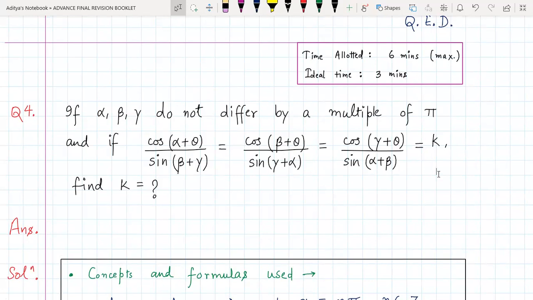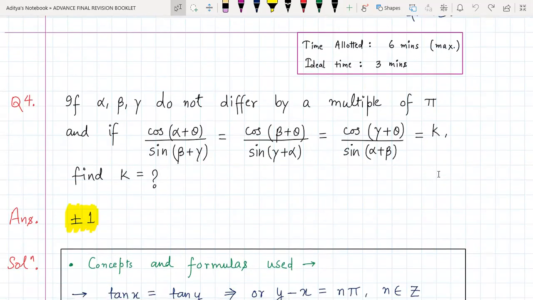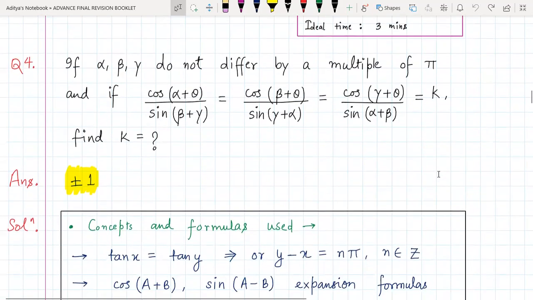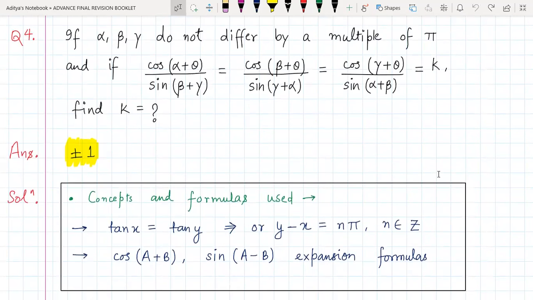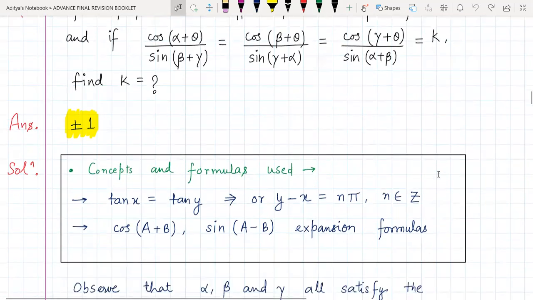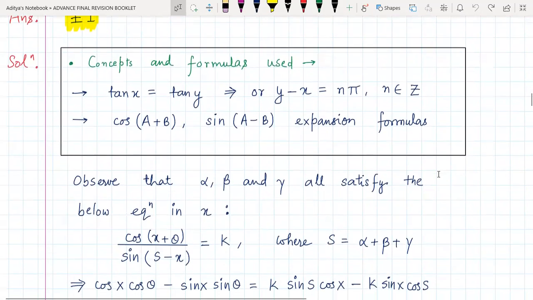Now, as far as the answer is concerned, the answer would be plus or minus 1. Concepts and formulas used in this question: if tan x is equal to tan y, then y would be equal to x plus n pi, that is, the difference y minus x would be a multiple of pi. We should also know the simple expansion formulas of cos of a plus b and sine of a minus b, like cos a cos b minus sin a sin b, and sin a cos b minus sin b cos a. Very basic formulas that everyone knows. Now, let us have a look at the solution itself.